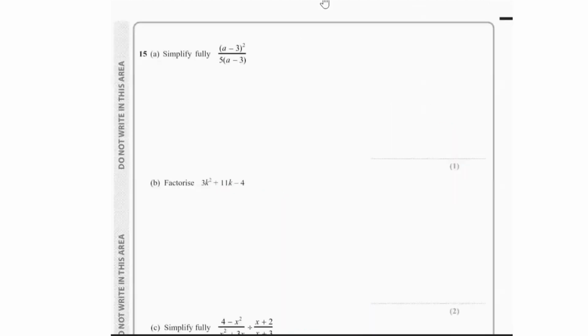Question 15 says simplify fully a minus 3 whole square over 5 times a minus 3. So if we split the a minus 3 whole square, that's basically a minus 3 times a minus 3 over 5 times a minus 3. We can cancel out the a minus 3 because now the a minus 3 are shown as being multiplied. So when things are being multiplied, you can cancel them out. But when they're being added or subtracted, you cannot cancel them out. So your answer would be a minus 3 over 5.